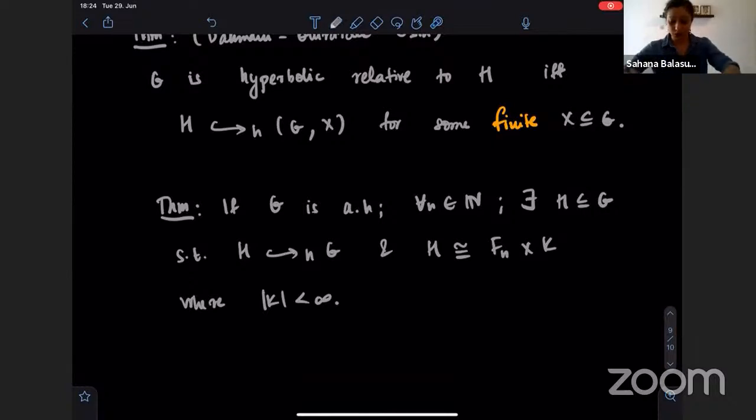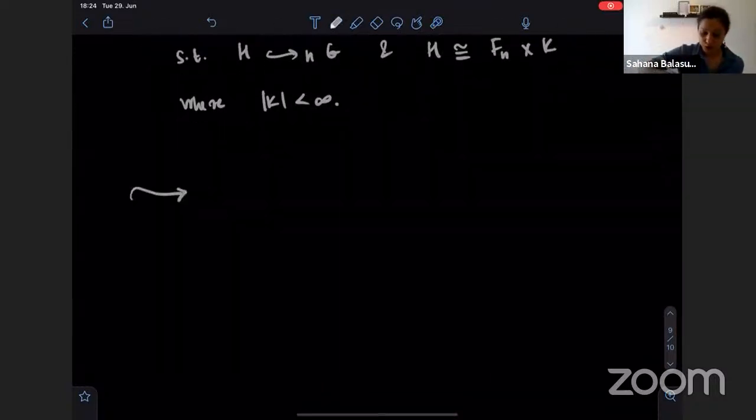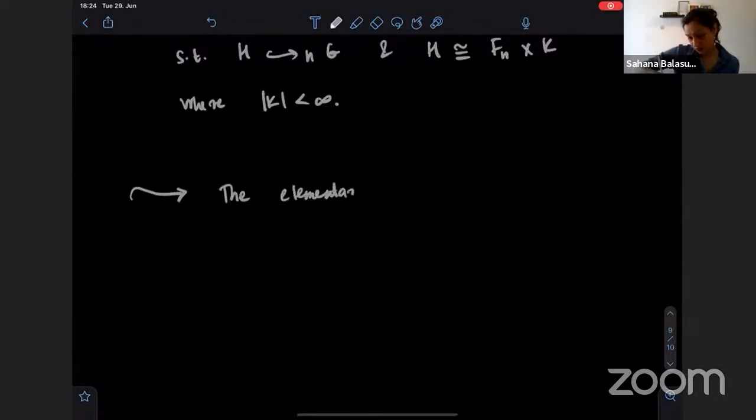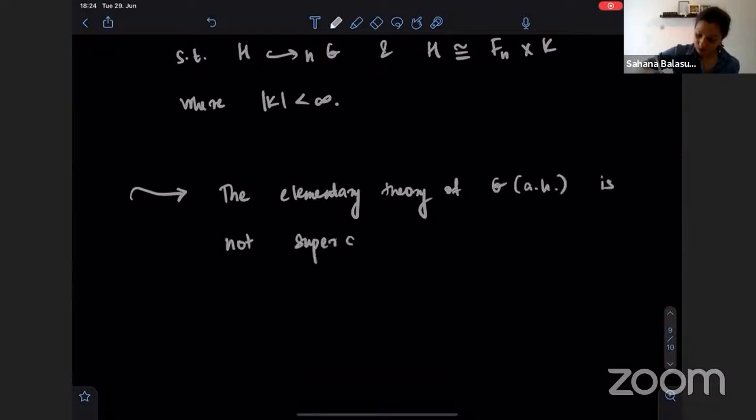And this was actually used to show, so what can you use it to show? You can use it to show that the elementary theory of G, which is acylindrically hyperbolic, is not superstable. So it went into showing that. These properties were also used to show that acylindrically hyperbolic groups are SQ universal, that they have unbounded second cohomology. A lot of the theorems that I mentioned in my first lecture were provable because this theory works out the way it does.